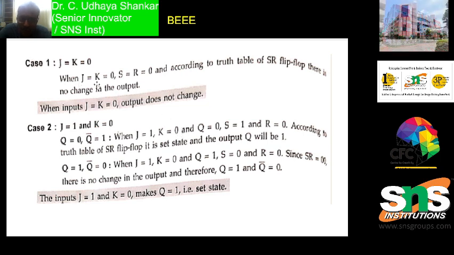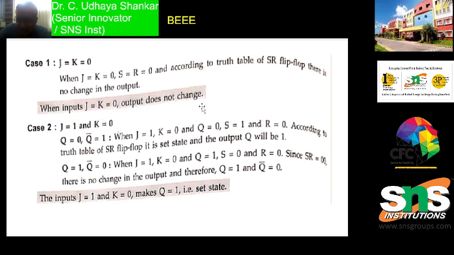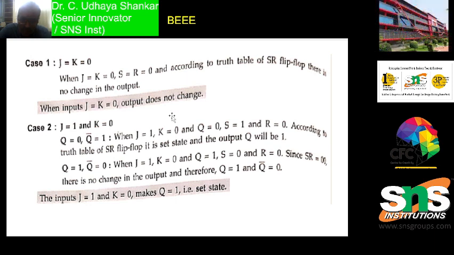So when J and K are 0, you can see from the truth table that the output does not change. Is it right? The output does not change. That is, whatever there is in Qn will be transferred to Qn+1.